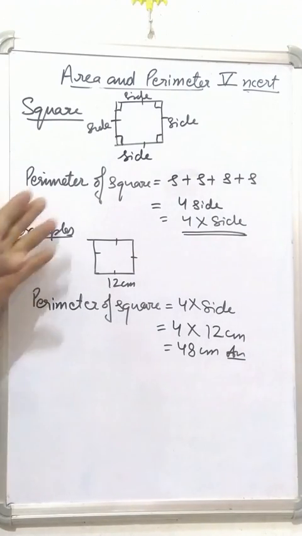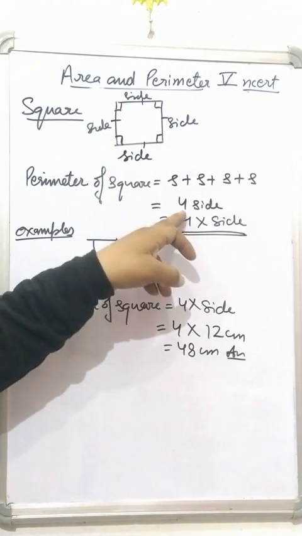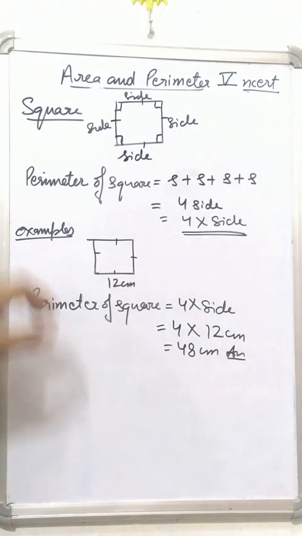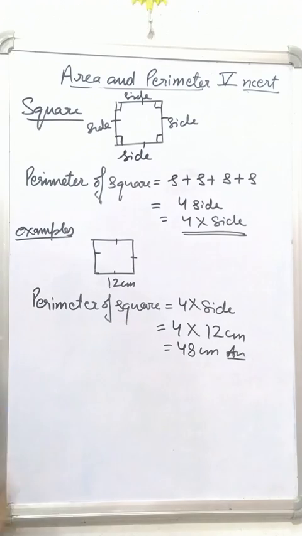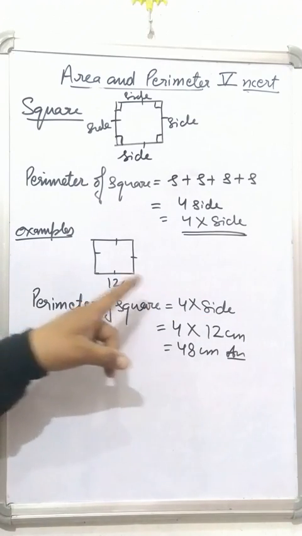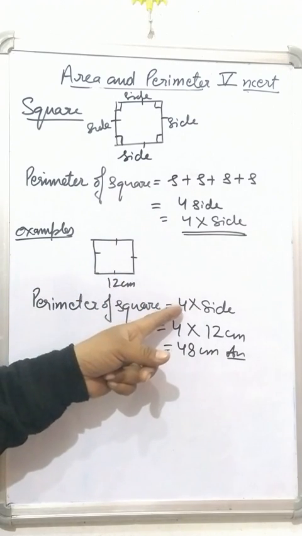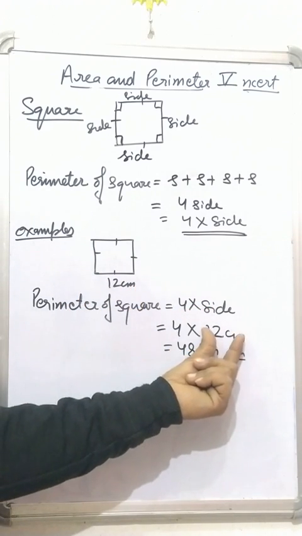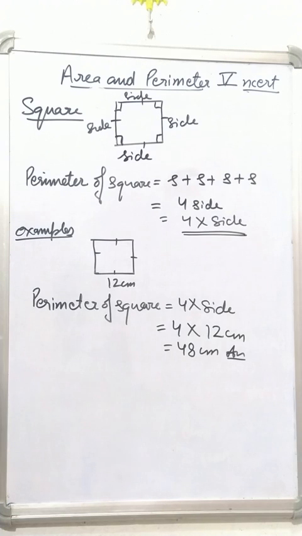Now I think that you can understand easily. Side plus side plus side plus side: 1 side, 2 side, 3 side, 4 sides. So now you can apply this formula. Perimeter of square is equal to 4 into side. Number of sides is 1, 2, 3, 4, so 4 multiply side. Measurement of one side is 12, so we have to write here 12 centimeter. 12 centimeter multiply 4, we get 48 centimeter as our perimeter of square.